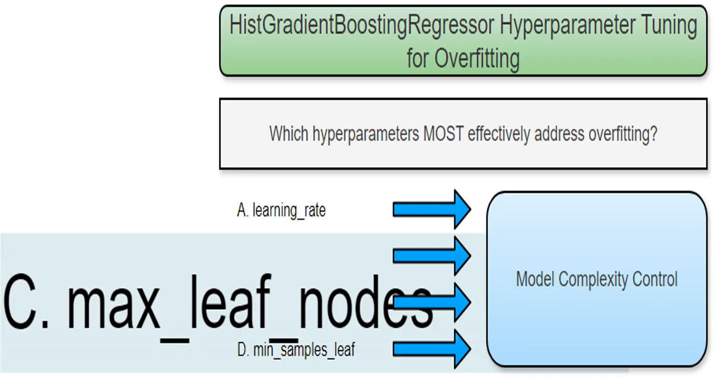This refers to the overarching goal of preventing overfitting. Controlling model complexity is achieved by tuning the hyperparameters such as min_samples_leaf, max_leaf_nodes and learning_rate. These parameters influence how complex the individual trees in the model are allowed to become and, therefore, how closely the model fits to the training data.